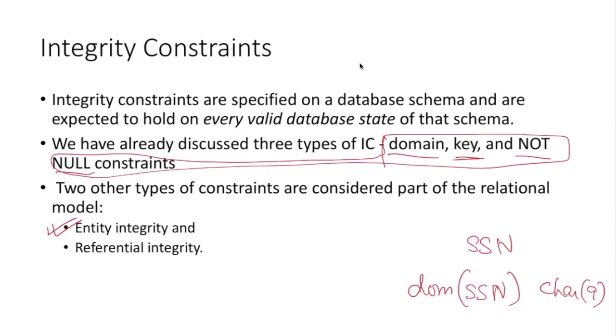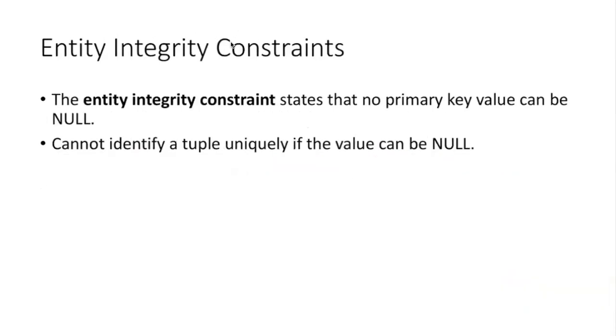All right. So this is called the entity integrity constraint, and the second one is called the referential integrity constraint. So let us see what these different types of constraints are. First, let's see what an entity integrity constraint is. The entity integrity constraint specifies that no primary key value can be null. The key constraint says that two tuples cannot have the same value for the primary key. And the entity integrity constraint says that no primary key value will be null.